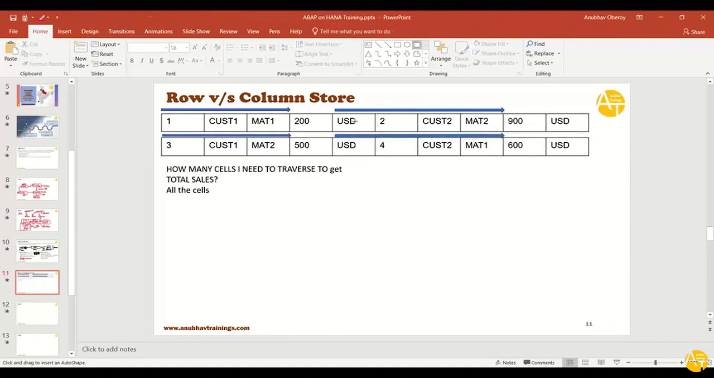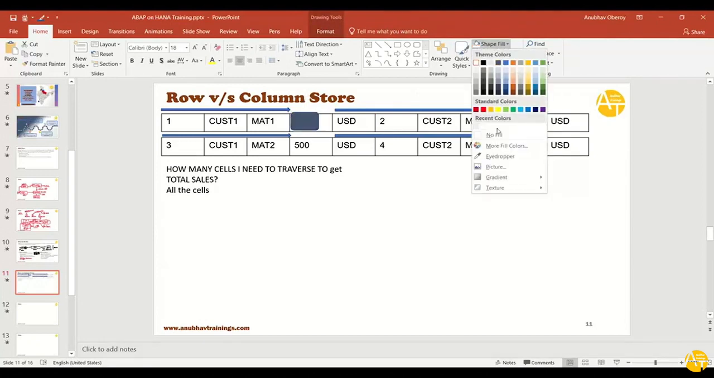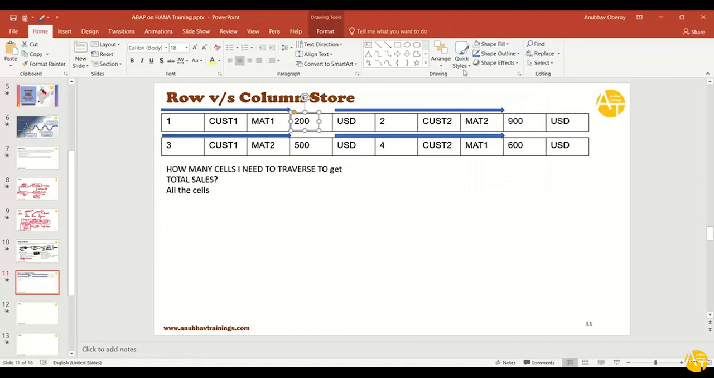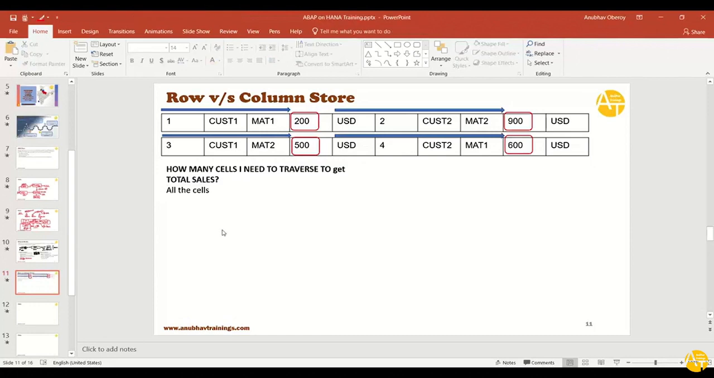So what the database will actually extract is this value, but in order to even extract this particular value, our database has to traverse all the cells. Though we are just extracting the total amount for the sales orders, we still have to traverse all the cells. So this is a bad way of organizing the data, that I have to traverse all the cells in the memory.